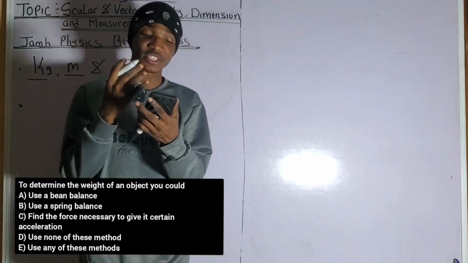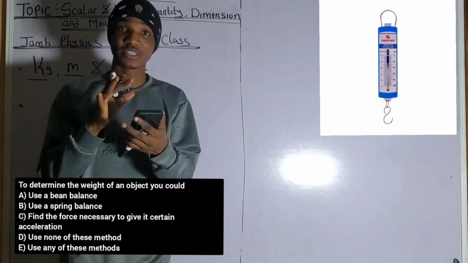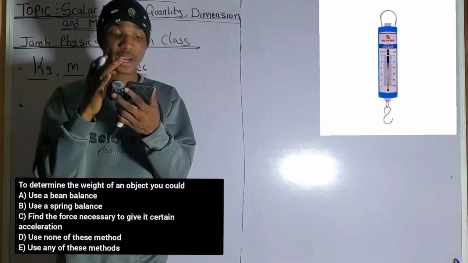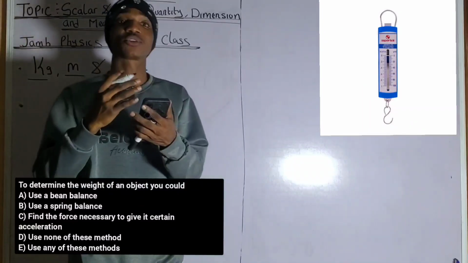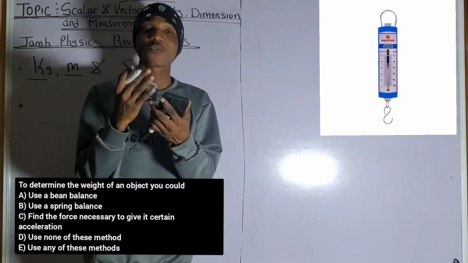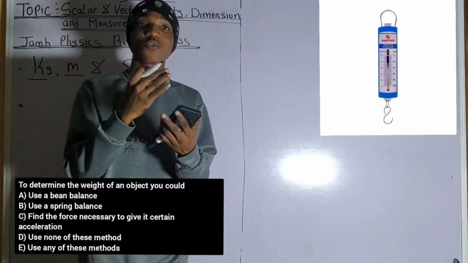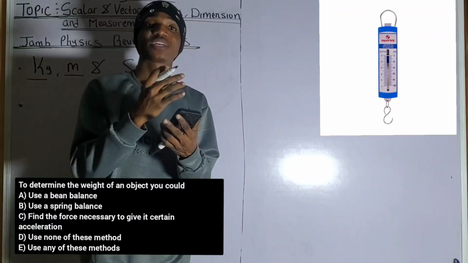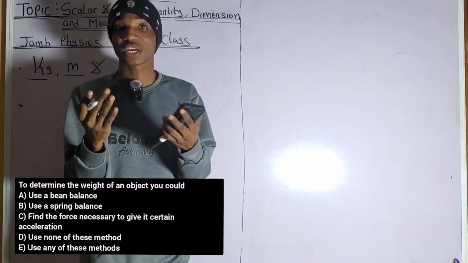And if you check the use of a spring balance, you've seen, just check the screen. That diagram that you see there is used to measure the weight of an object, and that will depend on how far the object can stretch the spring. You understand? How far the weight of the object stretches or compresses the spring. That is how it works. Are you getting what I'm trying to say?